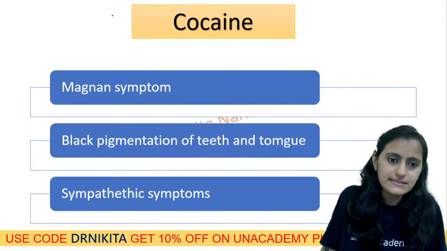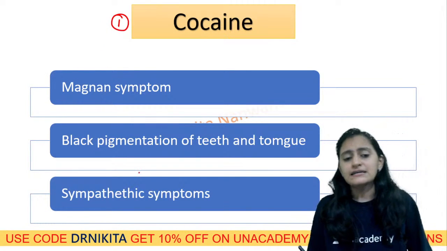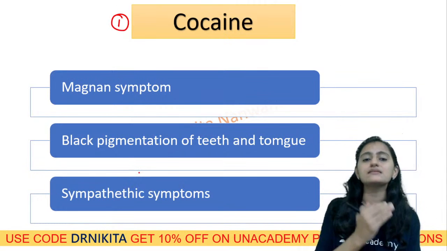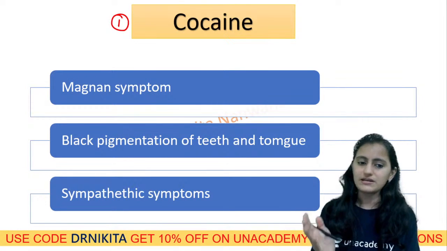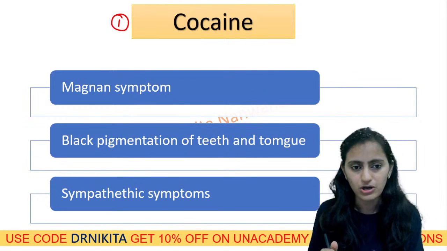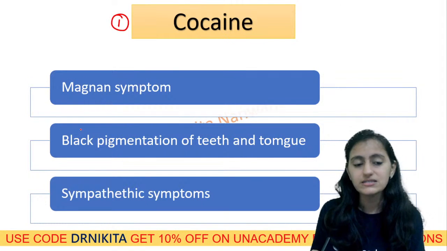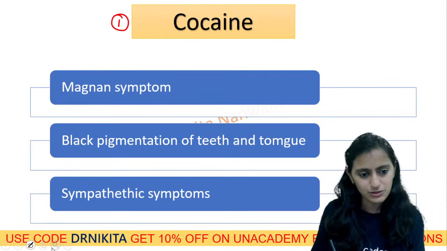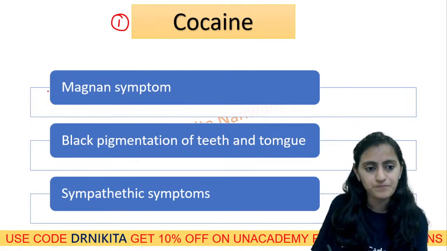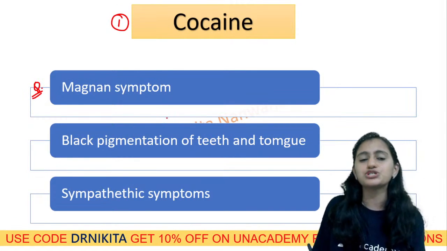Number 1 is cocaine. Right. So these are the features that we are seeing in the various intoxications. Where it is withdrawal, I'll mention that it's a withdrawal. So for cocaine intoxication, whatever points I have enlisted, these are what are asked in your exam as questions. So very, very important to know. This is a very frequently asked question.